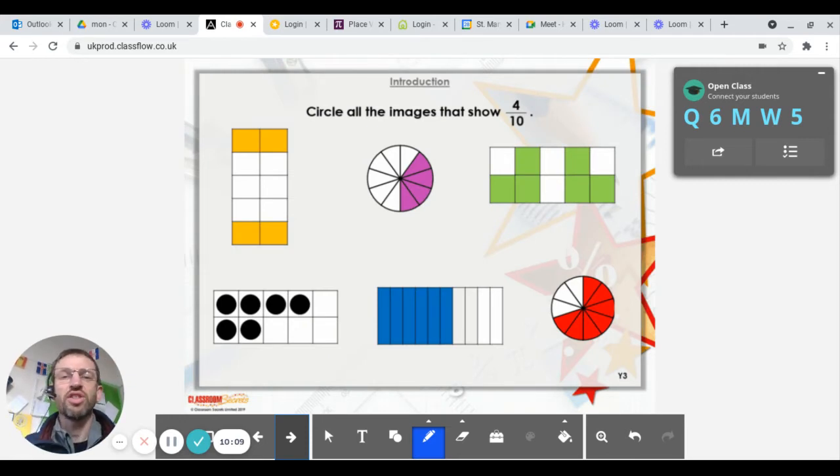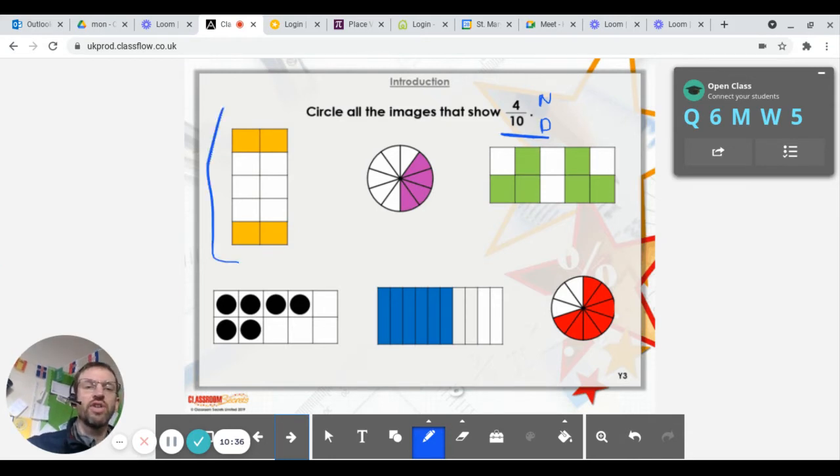Okay, first thing, just to get us warmed up, circle the images that show 4/10. So we've got a 4, which is the numerator on top. We've got a 10, which is the denominator underneath. And which ones show 4 out of 10? So the denominator shows everything. So let's count. Have we got 10 in our first example here? 1, 2, 3, 4, 5, 6, 7, 8, 9, 10. We do. We have 10 there. 10 little squares in there.